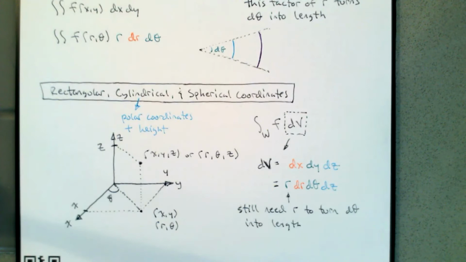How we build the integral works the same as it did in all the other times we were building a double or a triple integral. What is r between? What is theta between? What is z between?